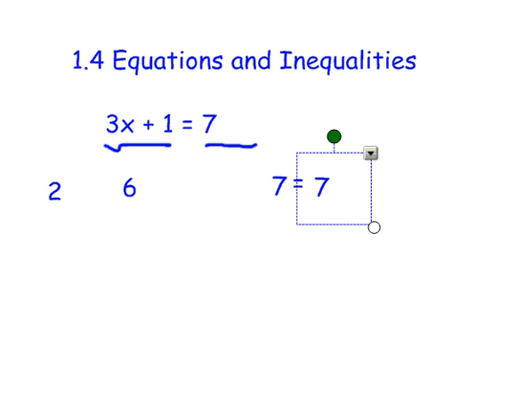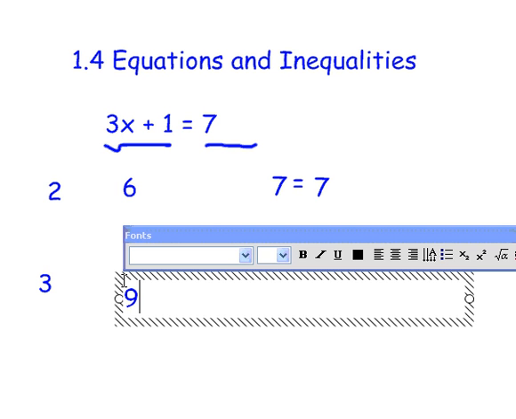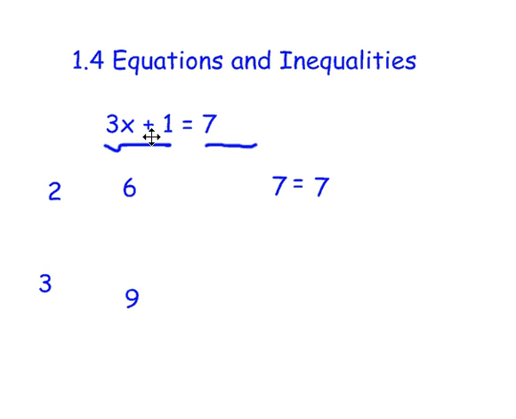And let's see if 3 is a solution to the equation. 3 times 3 is 9. 9 plus 1 is 10. Is 10 equal to 7? No, 10 is not equal to 7. So you would say that 3 is not a solution to the equation 3x plus 1 is equal to 7.